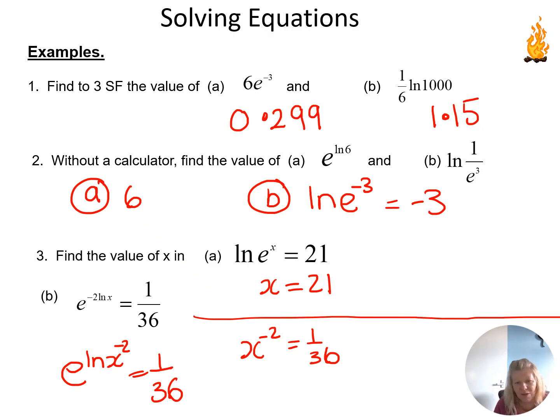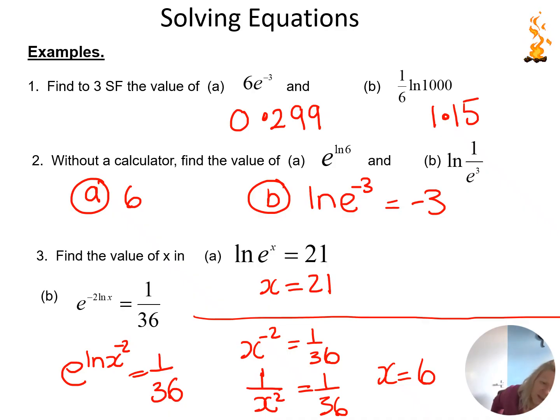And then we can write x to the -2 as 1 over x squared equals 1 over 36. And then hopefully you can see 1 is 1, x squared is 36, so x equals 6.